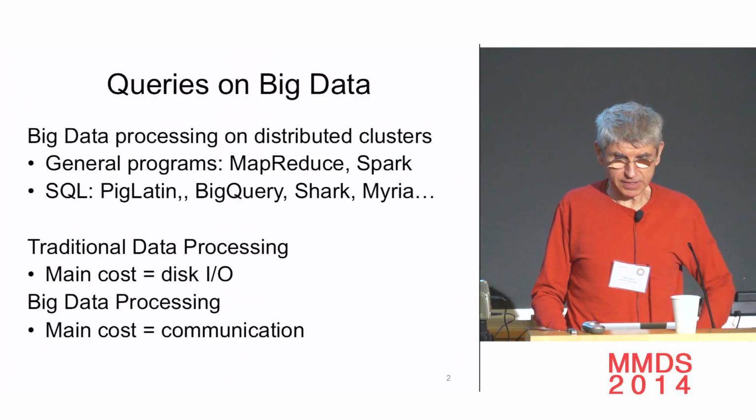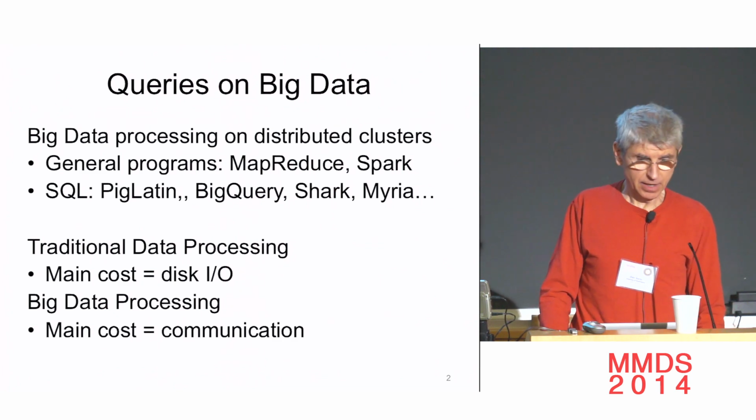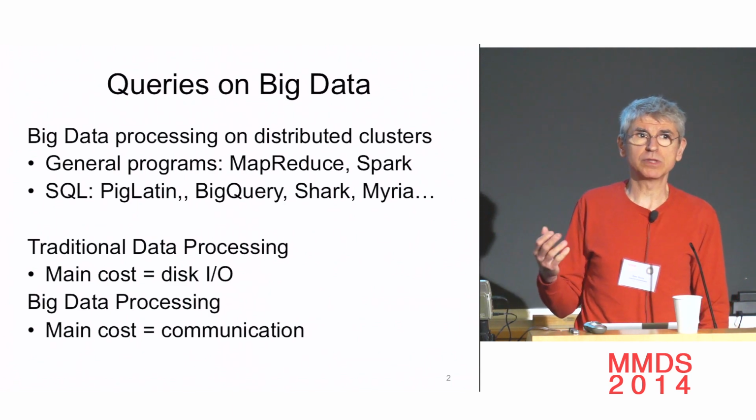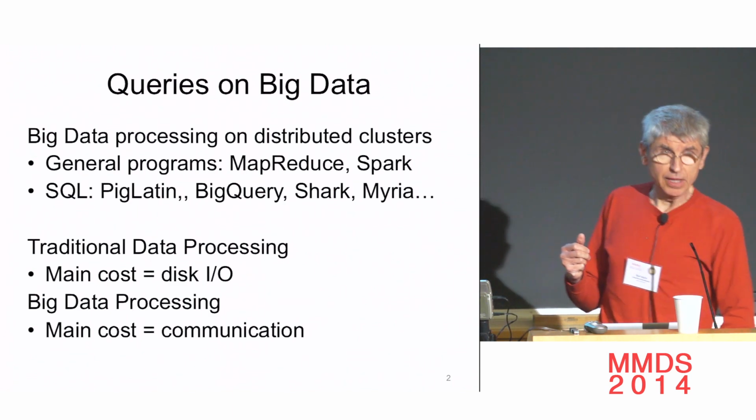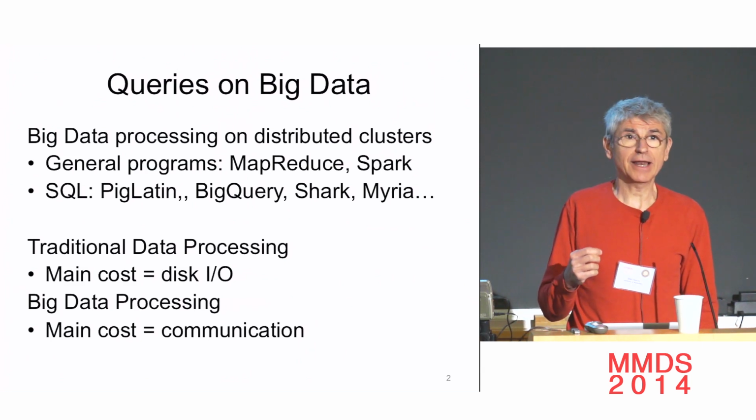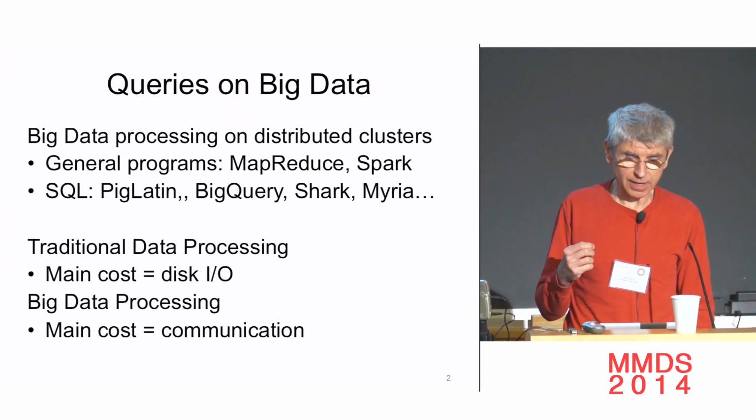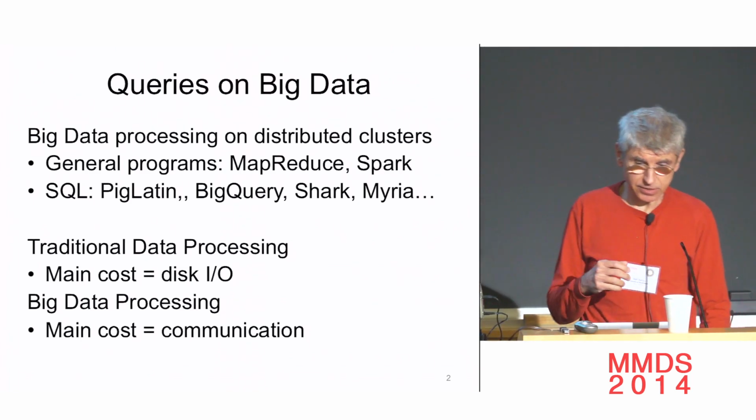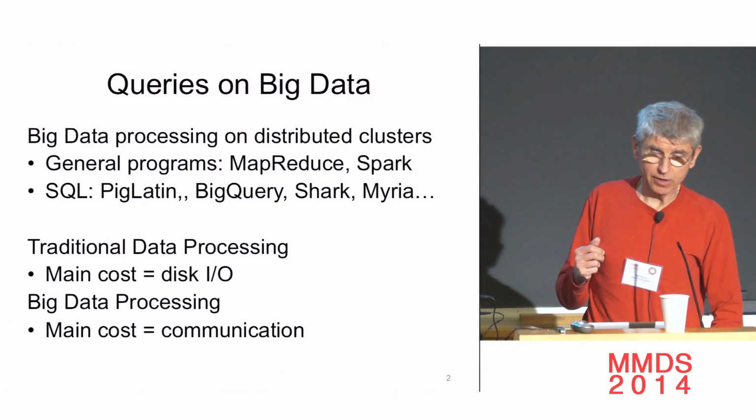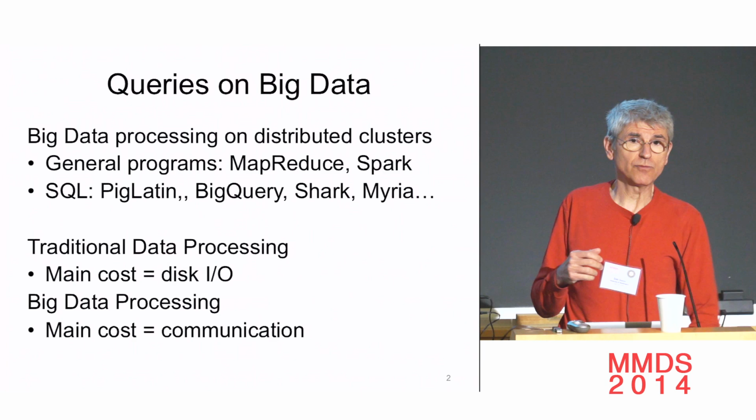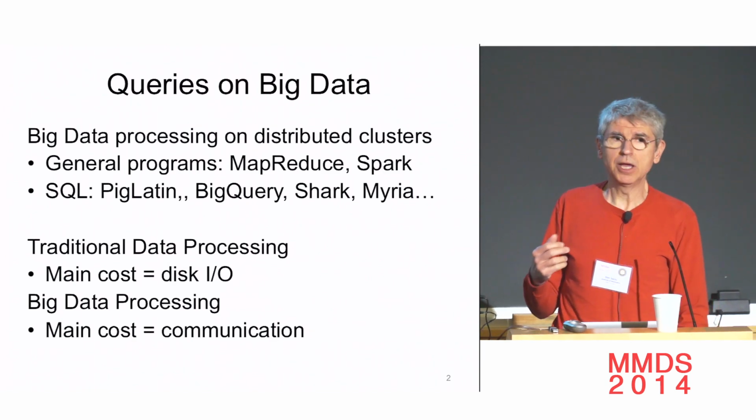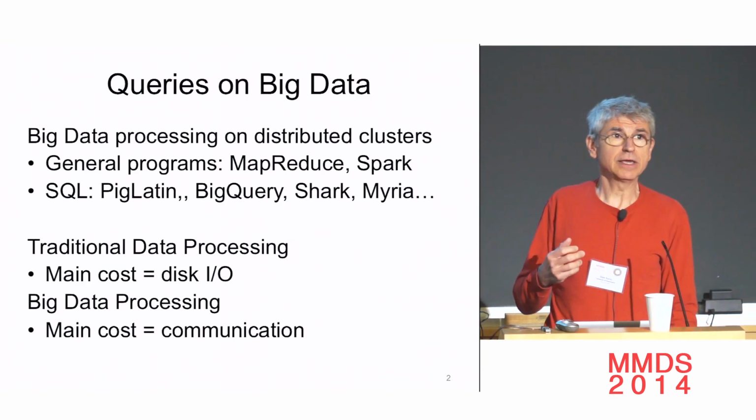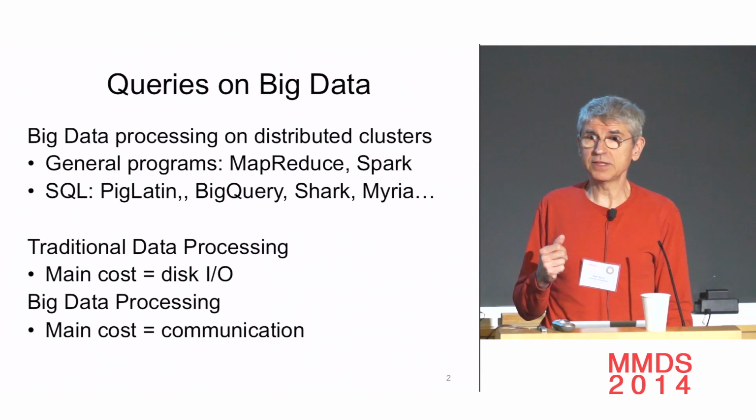We want to do big data processing on distributed servers. If you want to think about concrete examples, general programs, you would write them in MapReduce or maybe Spark. I'm especially interested in declarative queries, so like SQL queries or relational algebra queries like Big Latin or Google's BigQuery. Or Shark, or the system we built at the University of Washington called Myria, which supports general relational queries with recursion.